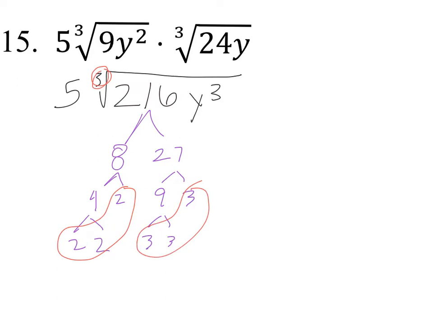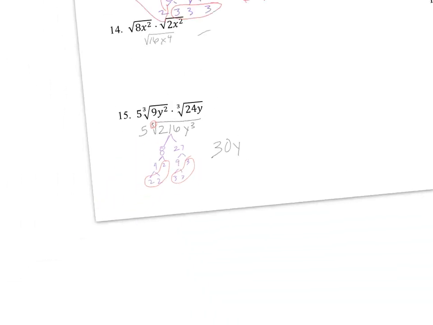One thing I cannot forget, 3 times 2 is 6. But I also have to multiply by this 5. This 5 from the get-go. So I have my 5 times 2, which is 10, times 3, which is 30. And then the cubic root of y cubed would give me just y.